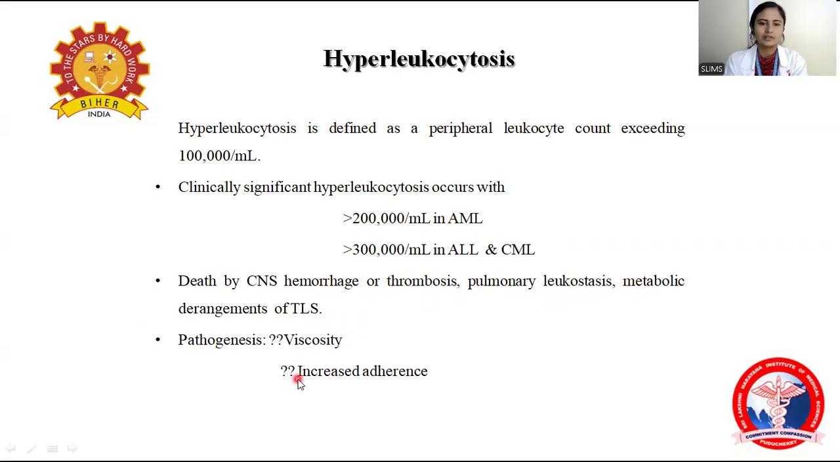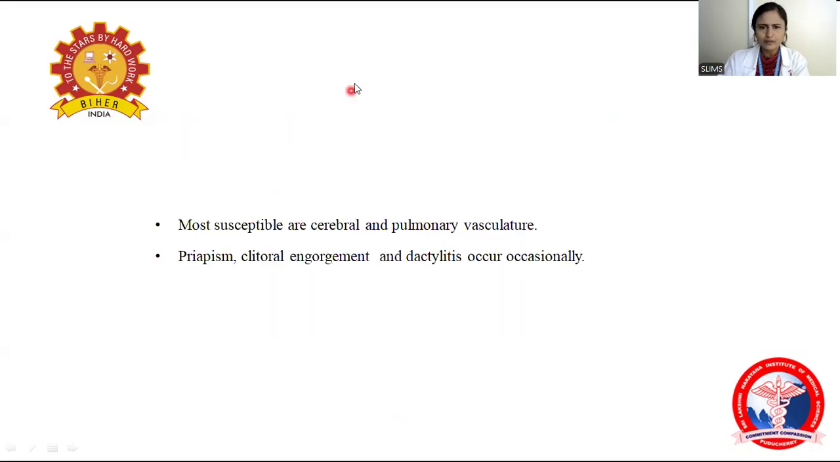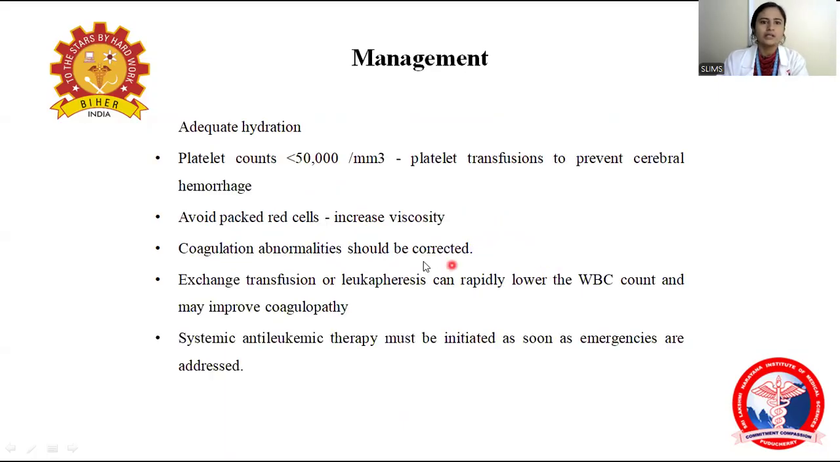So why is it so? As I said earlier, because of the increase of myeloblasts or lymphoblasts, these cells are larger in size, so they will have more viscosity, and because of the sticky particles present on the surface of these immature cells, they will increasingly adhere to the blood vessel wall. They will lead to thrombosis or embolic formation. The most susceptible areas are the cerebral and pulmonary vasculature, and they also occasionally cause priapism, clitoral engorgement, and dactylitis. We need to manage by giving adequate hydration, and if the platelet count is less than 50,000, we need to give a platelet transfusion.